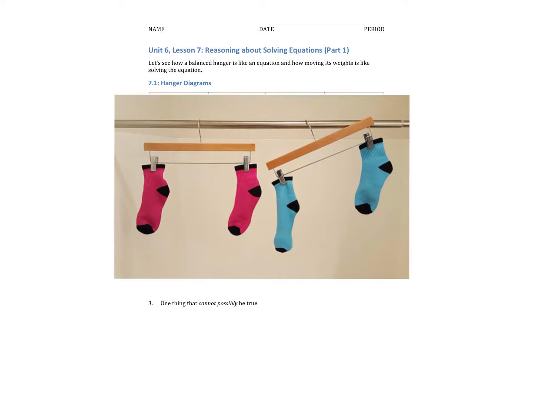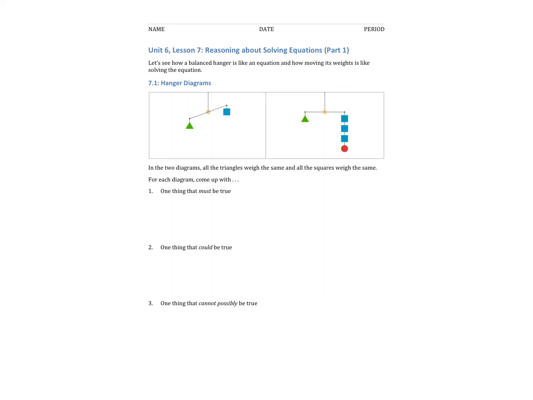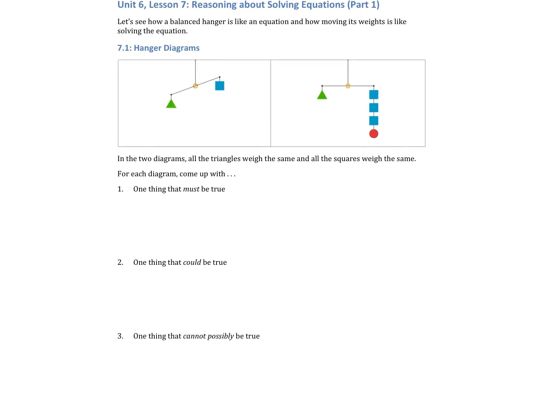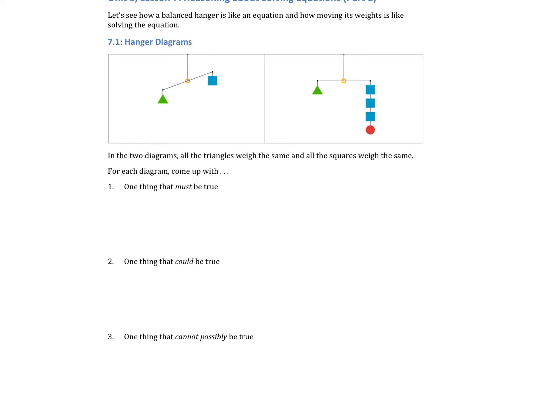In this lesson, we're going to take a look at a diagram that is a lot like this photo of socks, except with abstract shapes. And you're going to be reasoning about the weights of these shapes. Now I want you to take a look at the first activity. In this activity, you can see there are two different hangers, a lot like the hangers that we just saw with the socks.